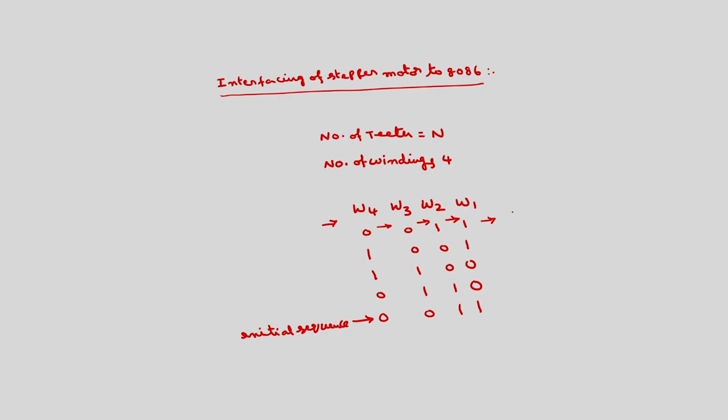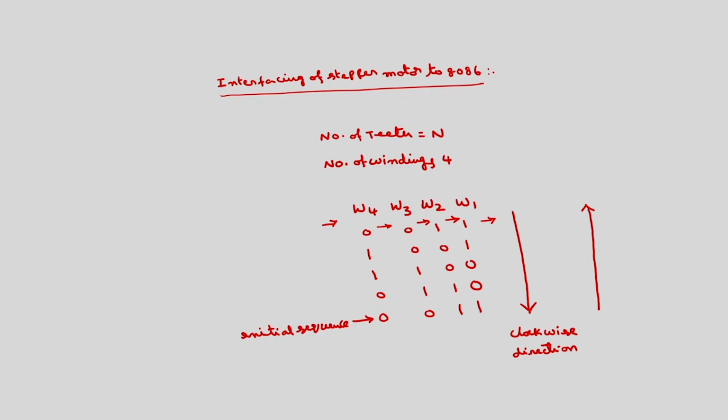So, you see the way you have to give the sequence if you want to rotate the stepper motor in the clockwise direction. If you want to rotate in the anti-clockwise direction, you have to give it in reverse. You start with 0 0 1 1, then you give 0 1 1 0, and so on. So, we know how to control these motor windings. They require larger currents.